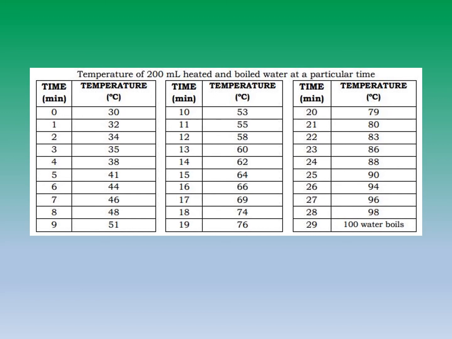So let's have 0 first, until 2. So 0 minutes, and then 1 minute and 2 minutes. So the temperature changes or increases in terms of degrees Celsius. So at 0 minutes, you have 30 degrees, and then after a minute, it has 32 degrees, and of course increases again. For 2 minutes, it has 34 degrees, and so on.